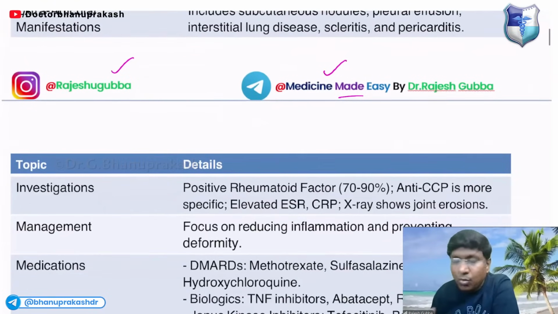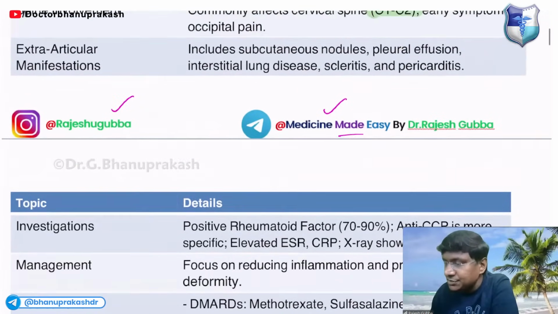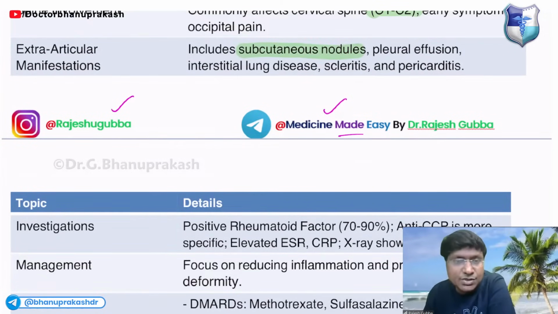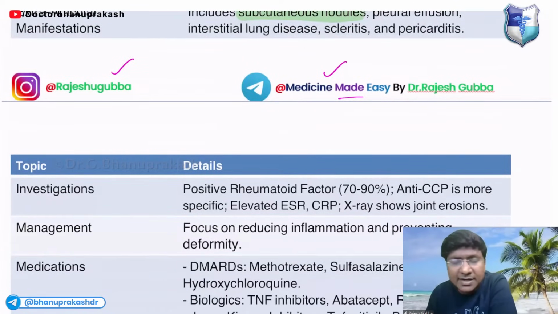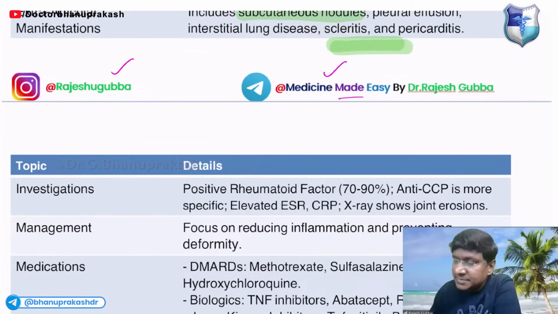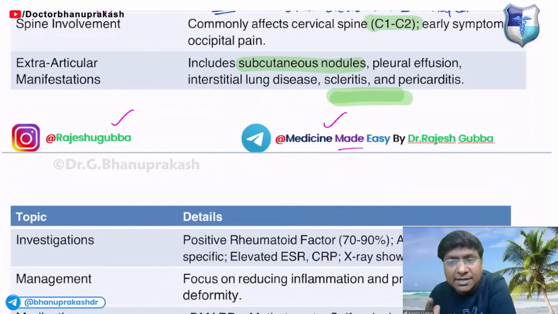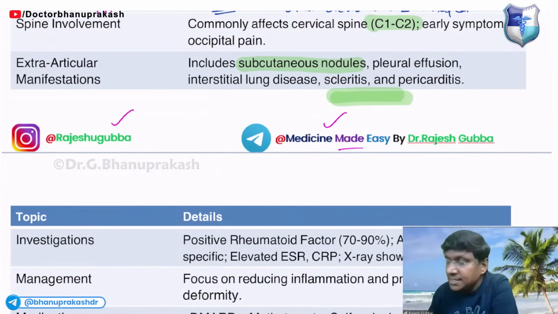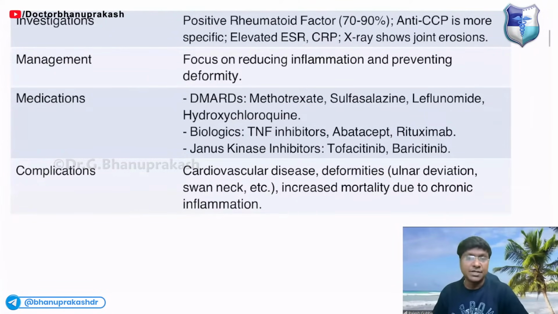Okay. And what is the most common extra-articular manifestation? The most common extra-articular manifestation will be subcutaneous nodules, and these subcutaneous nodules will be over the extensor aspect of the forearm, and they're painless. Multiple systems are affected. Lung involvement can be there in the form of pleural effusion and interstitial lung disease, eye involvement in the form of scleritis, and cardiac involvement in the form of pericarditis. So please remember, in rheumatoid arthritis, it is not only articular, there will also be extra-articular manifestations as well.